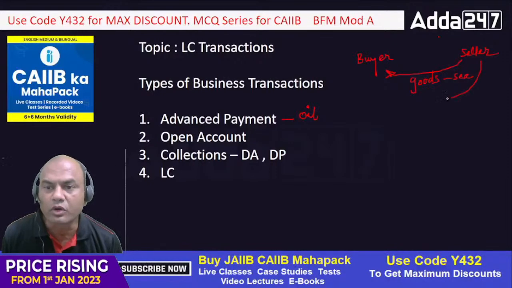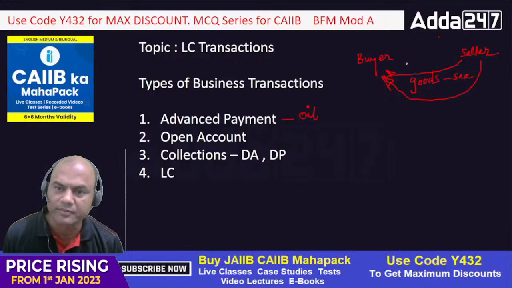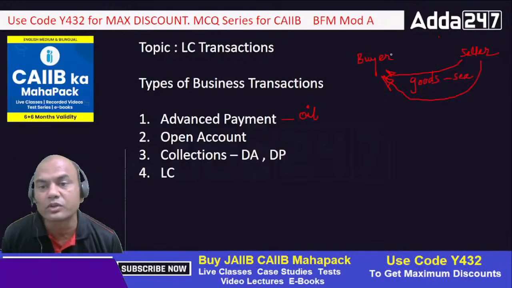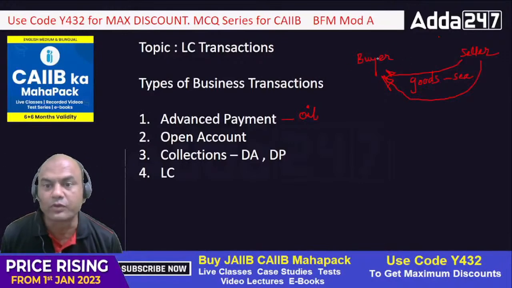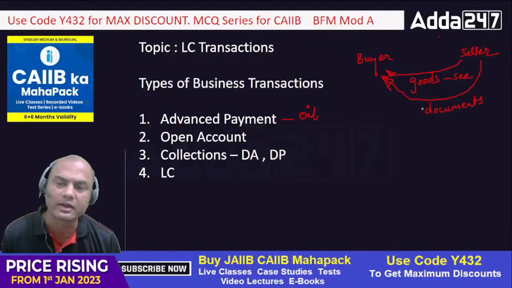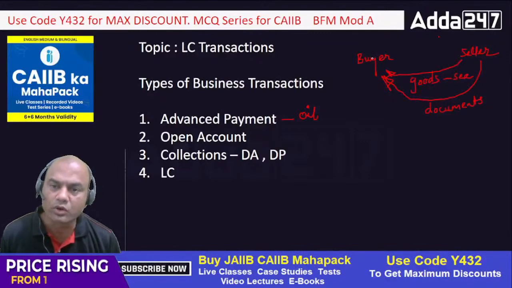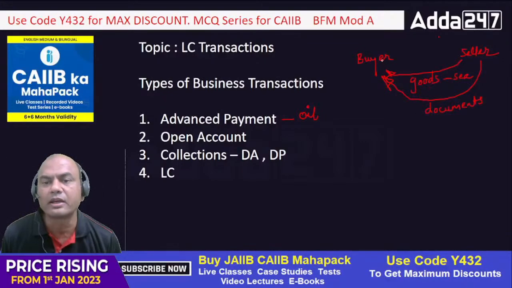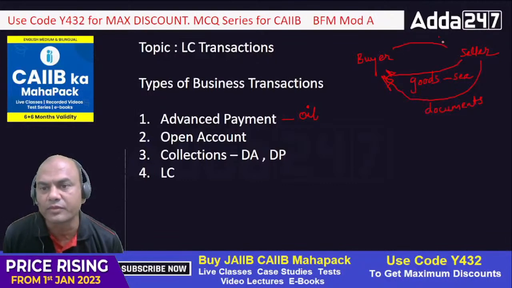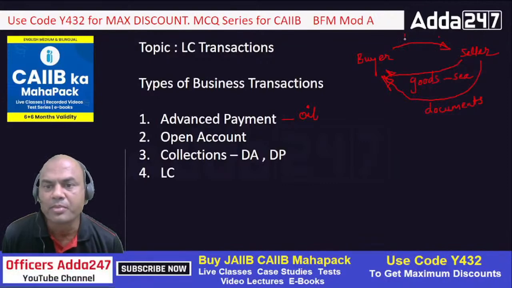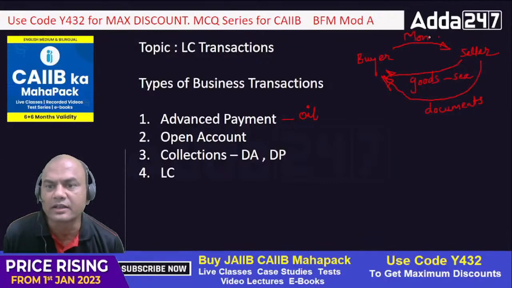Second, what does the seller send to the buyer other than goods? It is documentation. After all, if the goods come by the sea, the buyer will have to take the goods from that seaport, and for that, he or she will require the documents. So documents are sent by the seller to the buyer. And once the documents and the goods are received by the buyer, the buyer will give the money later. So money will flow from buyer to seller. These things always happen this way only.